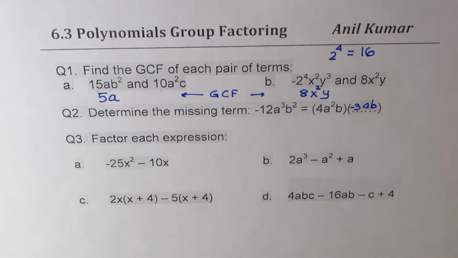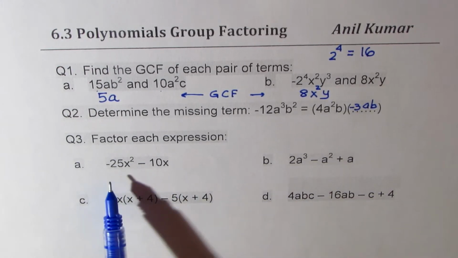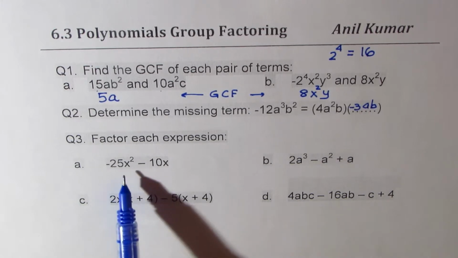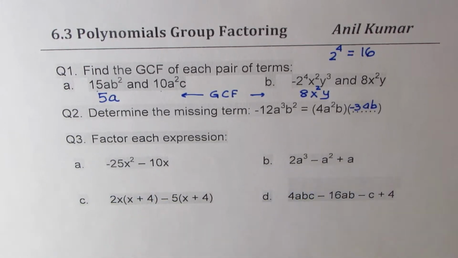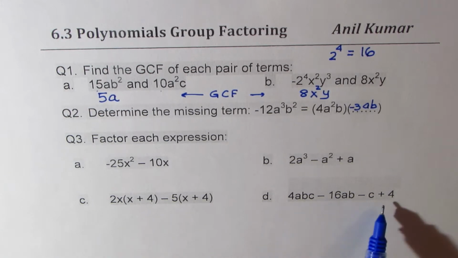Okay. Question number 3. Factor each expression. So these are different types of examples. Here we have a binomial, then we have a trinomial, and this is partially factored, and here we have 4 different terms. Let us see how to factor them one by one.